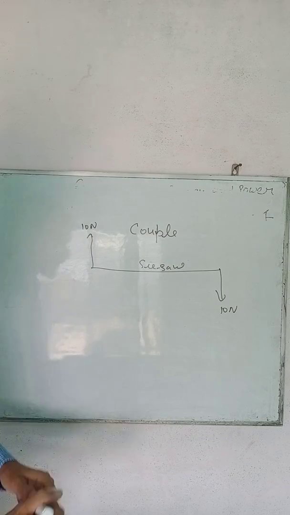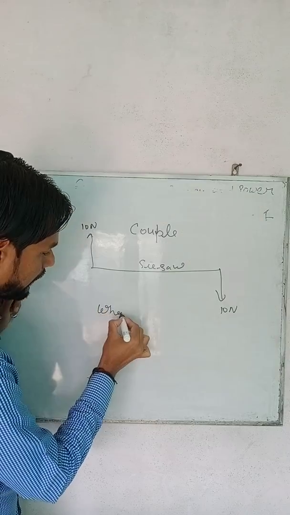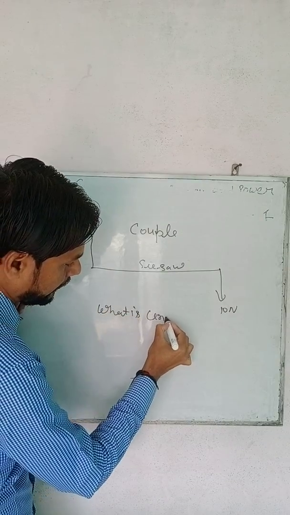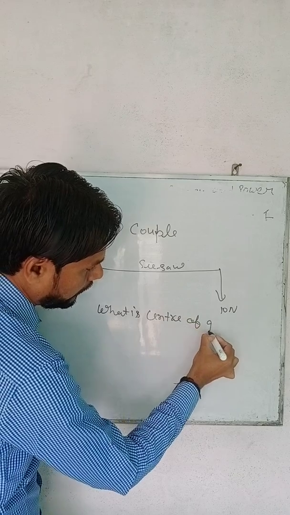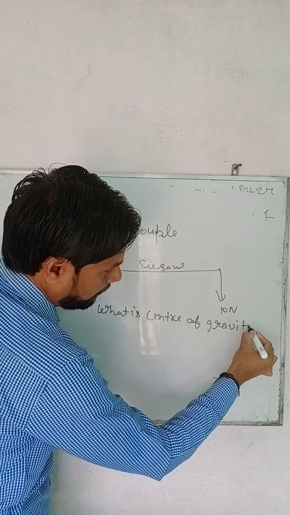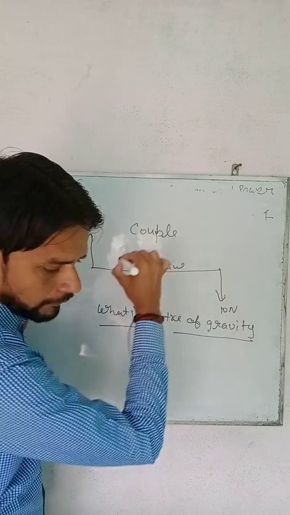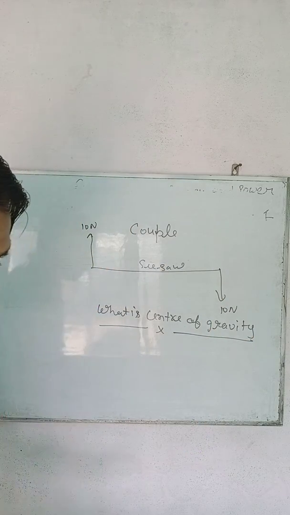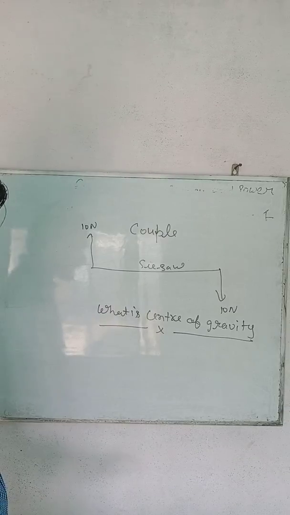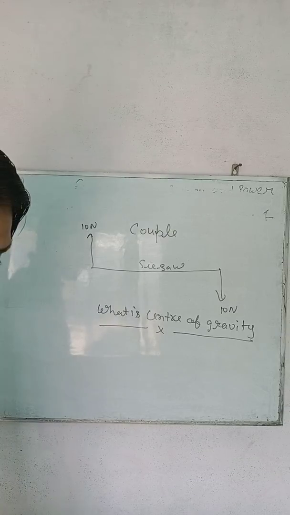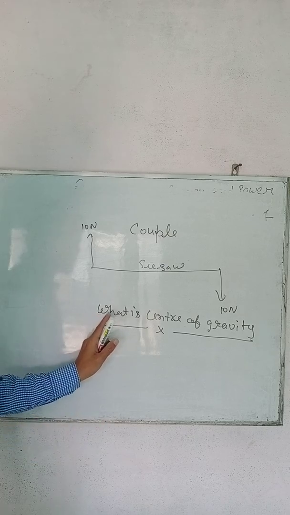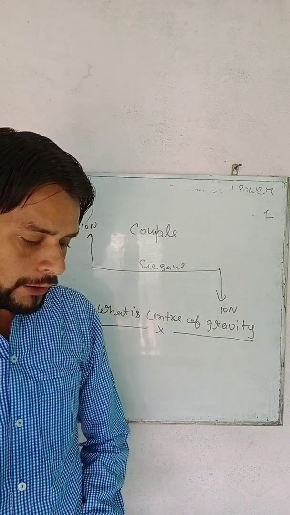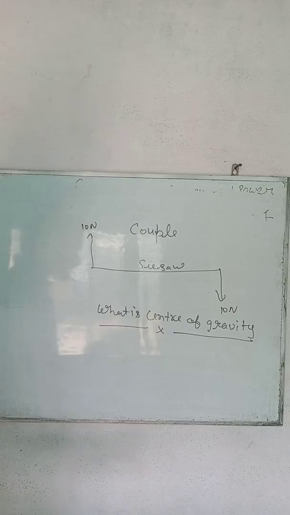What is the center of gravity? It is the point through which the resultant of the weight of all the particles of the body acts. That is called the center of gravity.